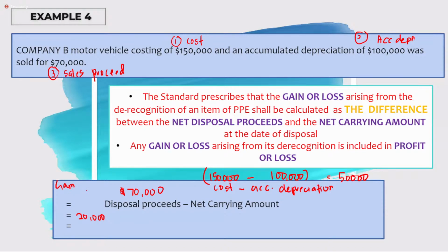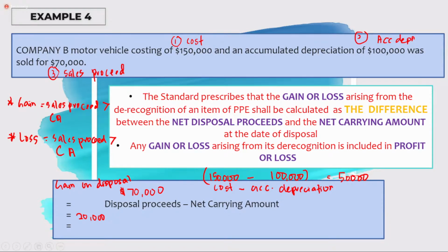If the result is a negative value, there will be loss on disposal. When we compare the sales proceed with the net carrying amount and the result is negative, the sales proceed is less than the net carrying amount, there will be loss on disposal. So I put a note here: gain is when sales proceed is more than carrying amount. Loss is when sales proceed is less than the carrying amount.